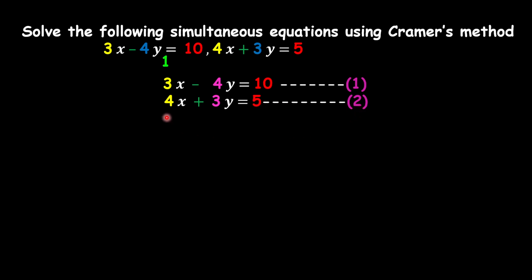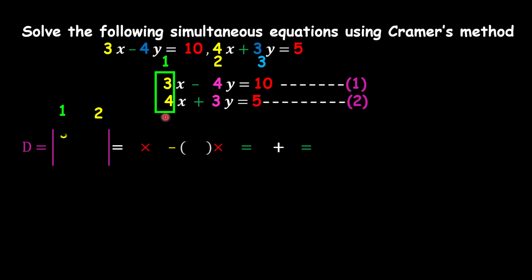Now we take 1 is the column of coefficient of x, 2 is the column of coefficient of y, and 3 is the column of constant. Determinant D means 12. Meaning of 1 means the column of coefficient of x with their sign. Which are the coefficient of x? 3 and 4. And 2 means the coefficient of y with the sign. Tell me which are the coefficient of y in both equation? Negative 4 and 3. Now find the value of determinant D.